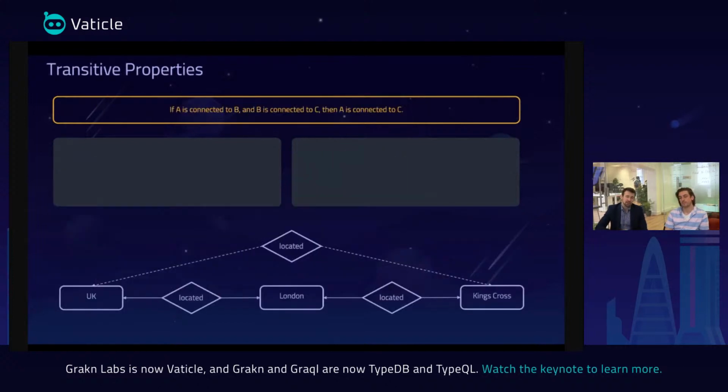And we also can do transitive properties. Now, we can quite neatly represent a transitive relation here if we want to say that if the UK is in London and King's Cross is also in London, we can infer that therefore King's Cross is also in the UK. And that's represented through a rule in TypeDB where we say that if A is connected to B and if B is connected to C, then A must also be connected to C. And then this inference will run every time you query for the database.